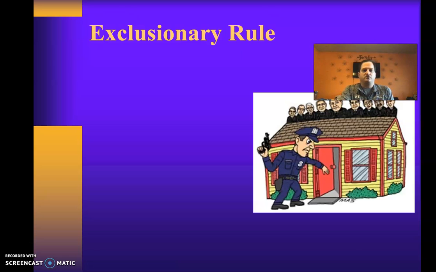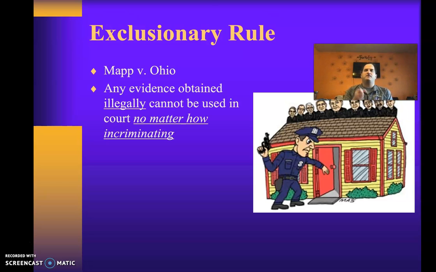Exclusionary rule. This comes out of the court case Mapp v. Ohio. And really, this is the idea that the cops cannot use evidence they find illegally. Really, the purpose behind this rule, which came out of this court case, is to prevent the cops from intentionally violating the rules. If the cops find evidence illegally, it's not supposed to be used against you in court.